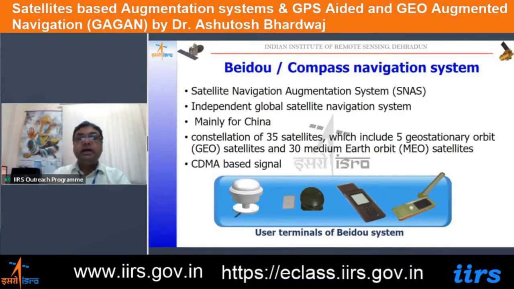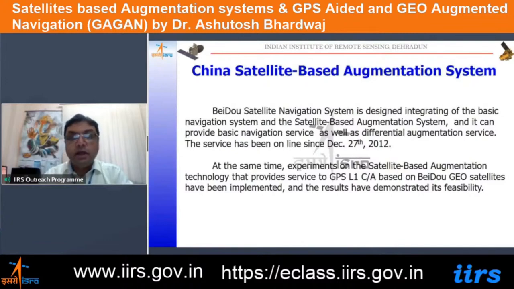China has used a design which is very scalable. In BeiDou-1, they developed the BeiDou constellation for functionality in China. BeiDou-2 they used for the Asian region, and BeiDou-3, which is the final BeiDou, is functional for the entire globe. So it is capable of providing differential solutions also using the SBAS system. And this service has been available in the Chinese region from December 2012, and they are using the GPS L1 C/A based signal and the BeiDou geostationary satellites for this purpose.